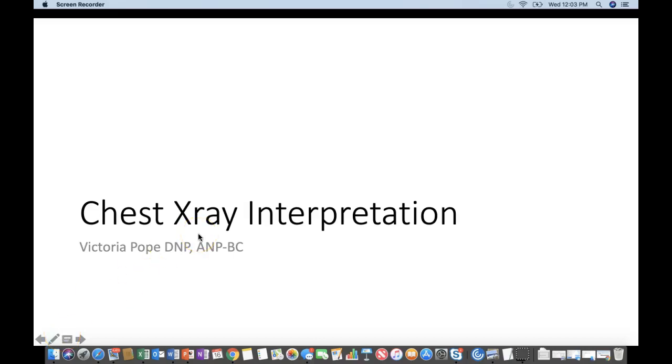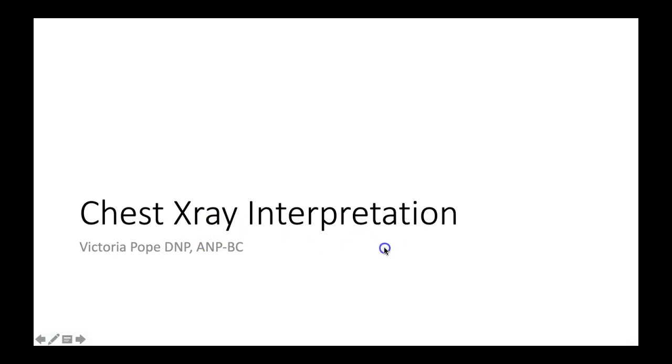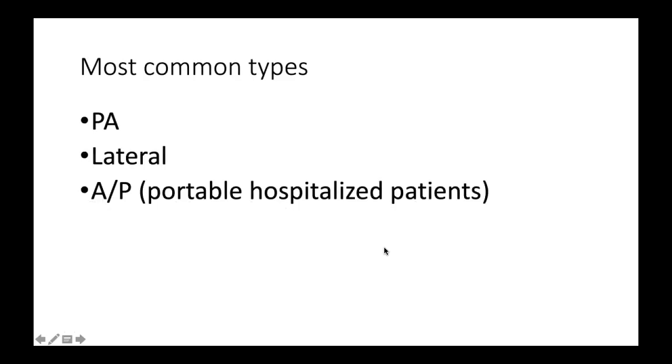In this video PowerPoint, I'm going to be going over some of the basics of chest X-ray interpretation. The most common types of chest X-rays that you're going to see are the PA, lateral, and the anterior posterior. The difference between the PA and the AP is in the direction that the X-rays are traveling. So in the PA, it's posterior to anterior, and in the AP, it's anterior to posterior.